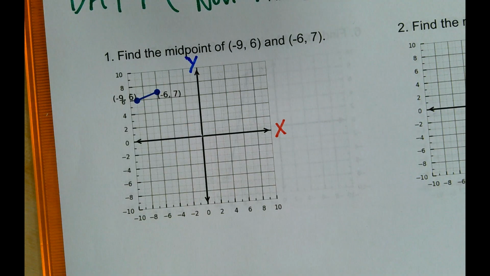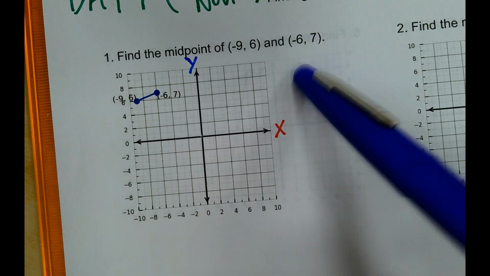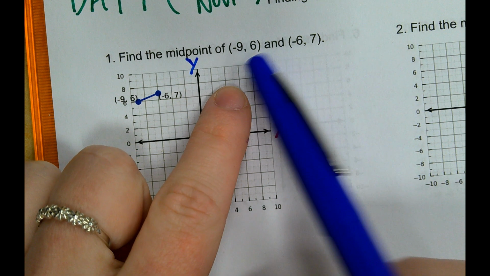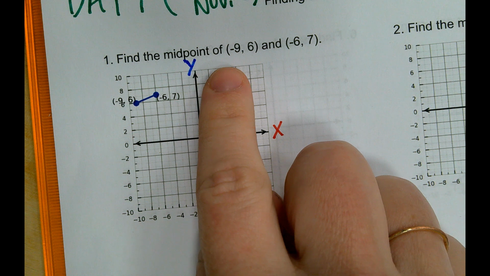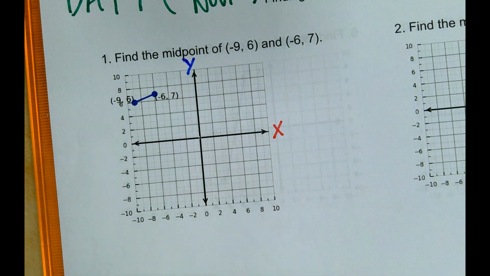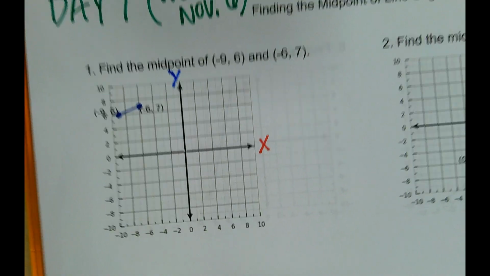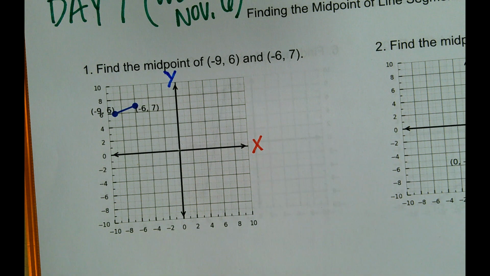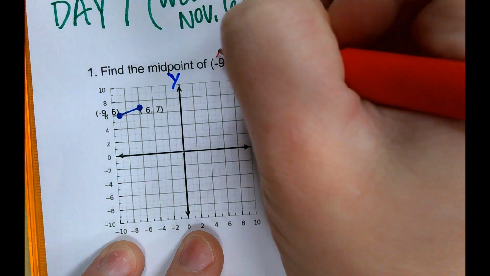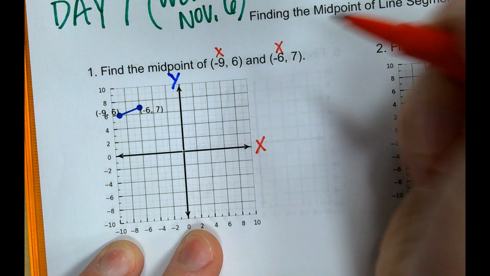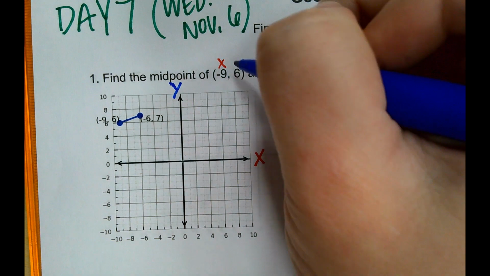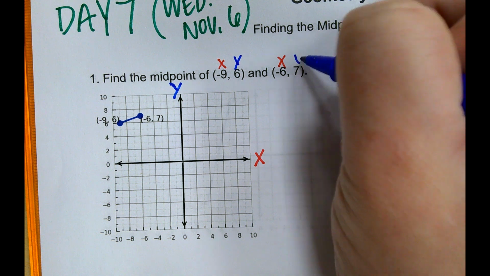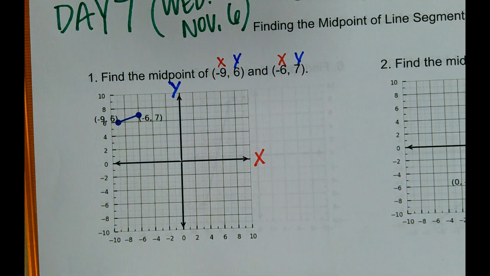Now let's go ahead and label our coordinates that they gave us. We've got -9, 6 and -6, 7. Do you remember which of the numbers in a coordinate is the x value, the first number or the second number? First number, perfect. So I'm going to put little x's above my x values. And I'm going to put little y's above my y values.